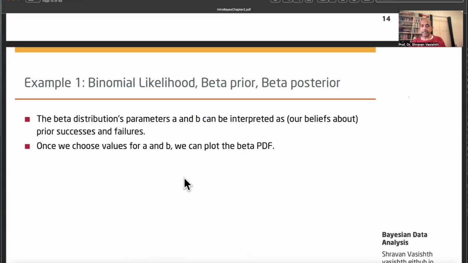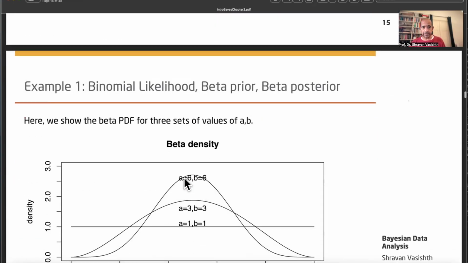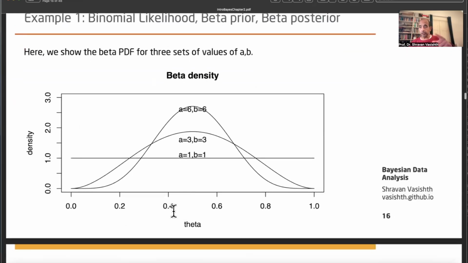So once we decide on the values A and B, we can plot the beta probability density function. It's very easy to do, and I'm going to show you now. The code, of course, I will provide later on, so you can play with it yourself, okay? But basically what I'm doing here is setting different values for A and B. This is A equal to 1, B equal to 1, uniform distribution.